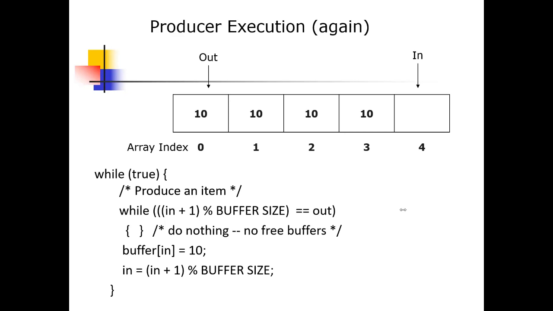So what is the condition of the while loop? Right, so the while loop becomes true, right? So that means what? So now in is 4. Yes, right? So in will be 4. 4 plus 1 is 5. Buffer size is 5. 5 mod 5, value is 0, right? Because when you divide 5 by 5, remainder is 0, right? So 0 equals 0, it is true.